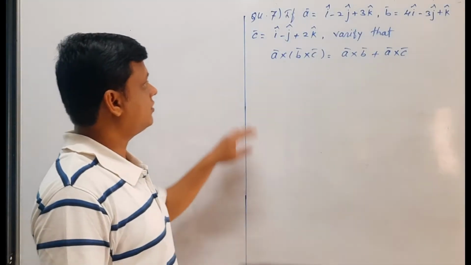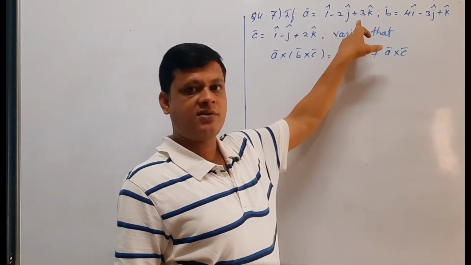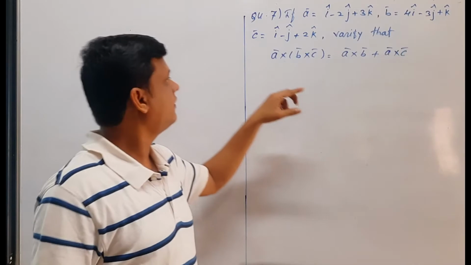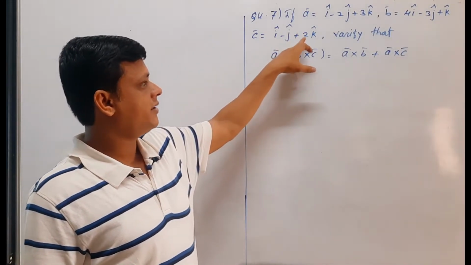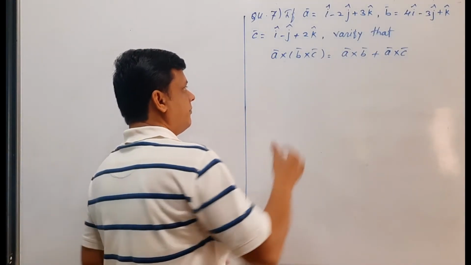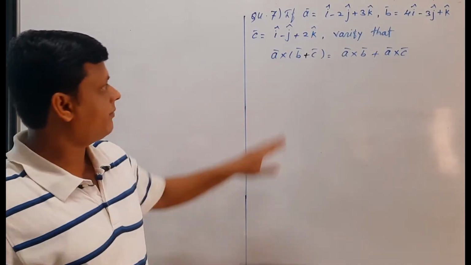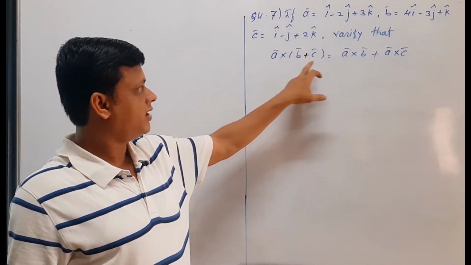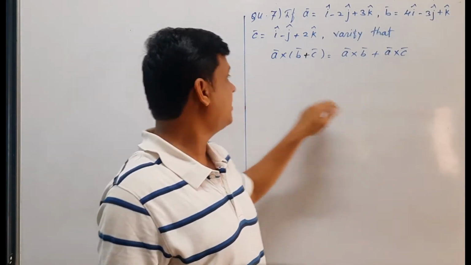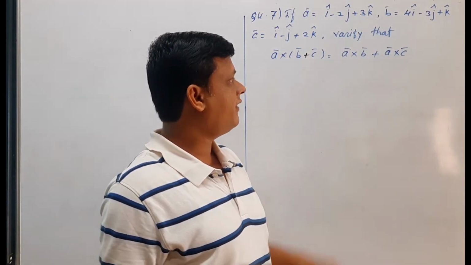Now see next question, question number 7. If vector A equals i minus 2j plus 3k, vector B equals 4i minus 3j plus k, vector C equals i minus j plus 2k, verify that A bar cross B bar plus C bar, here is a print mistake in the textbook. So A bar cross B bar plus C bar equals A bar cross B bar plus A bar cross C bar. That means this cross product is distributive over B and C. We have to verify here.